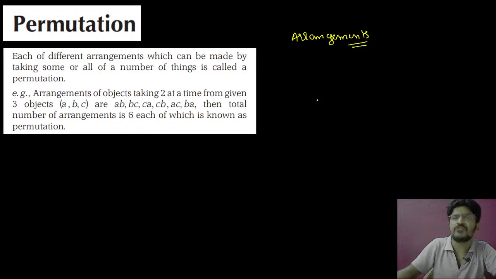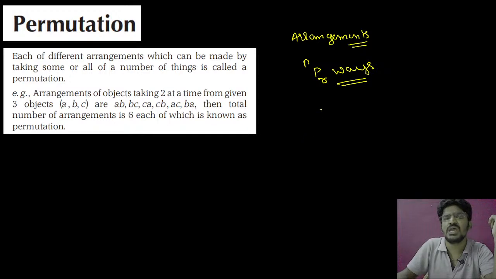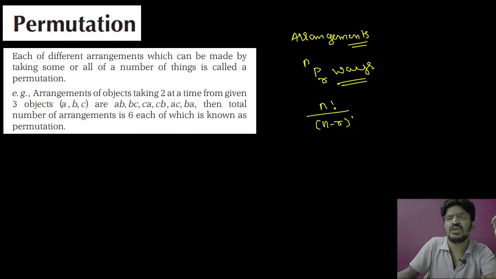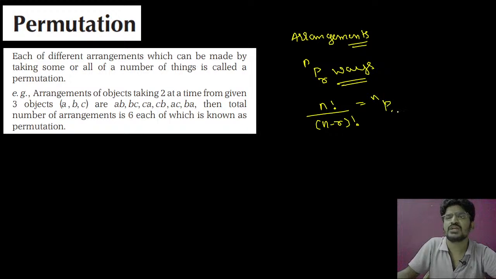So what type of arrangements? nPr, the number of ways. The number of ways of the arrangements is nPr. nPr is nothing but n factorial divided by (n minus r) factorial.